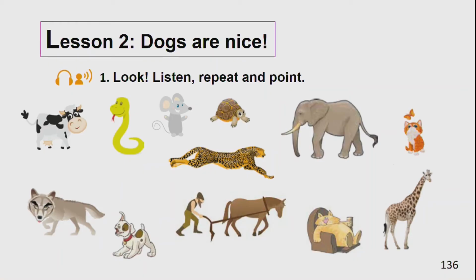Look at the board, please. What animals do you see? A cow, a mouse, a cat, a horse, a wolf, a snake. Anything else? Oh, you see an elephant. How do you say this word in English? An elephant. You see a dog? It's a baby dog, so we call it puppy. Then there is a kitten with a butterfly, a giraffe, a cheetah, and a turtle.